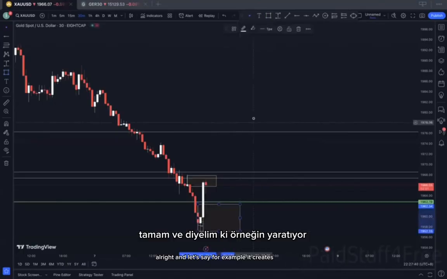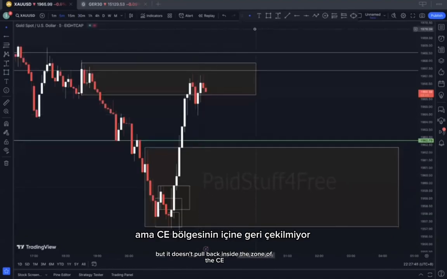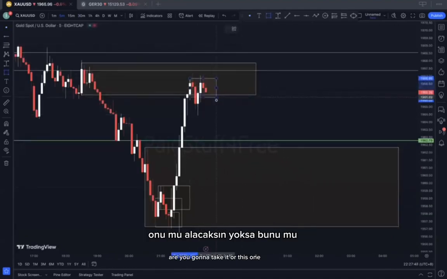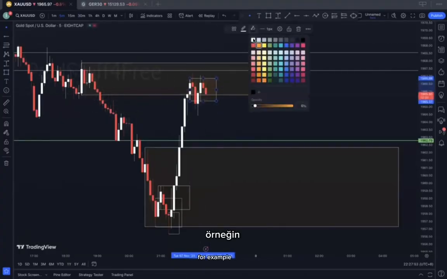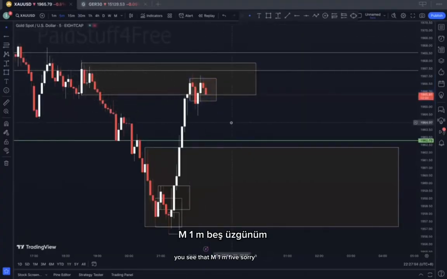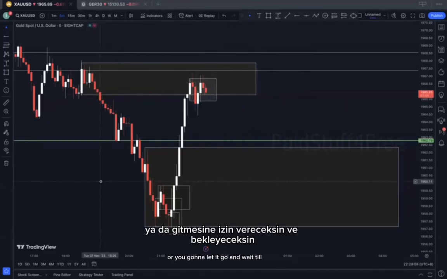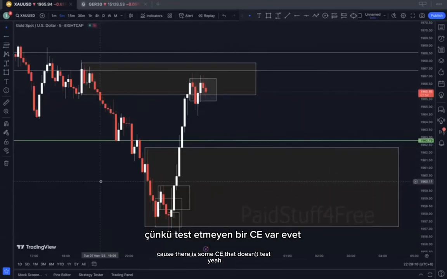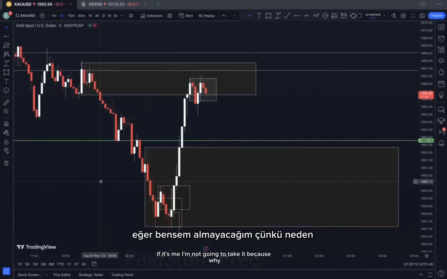And let's say, for example, it creates an M5 CE like that one, but it doesn't pull back inside the zone of the CE. Are you gonna take it? For example, you see that M5 CE down right there. So let's say it doesn't touch back after creating the engulf. Are you gonna take it, or are you gonna let it go and wait, because there is some CE that doesn't touch back? Yeah, good question. If it's me, I'm not going to take it.